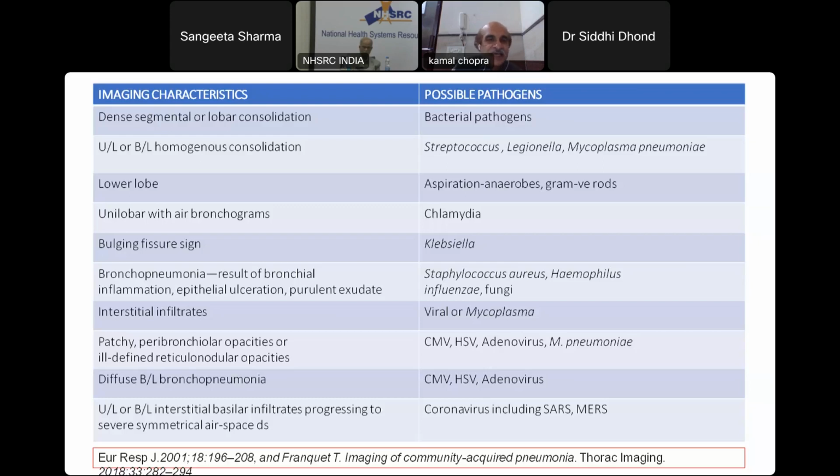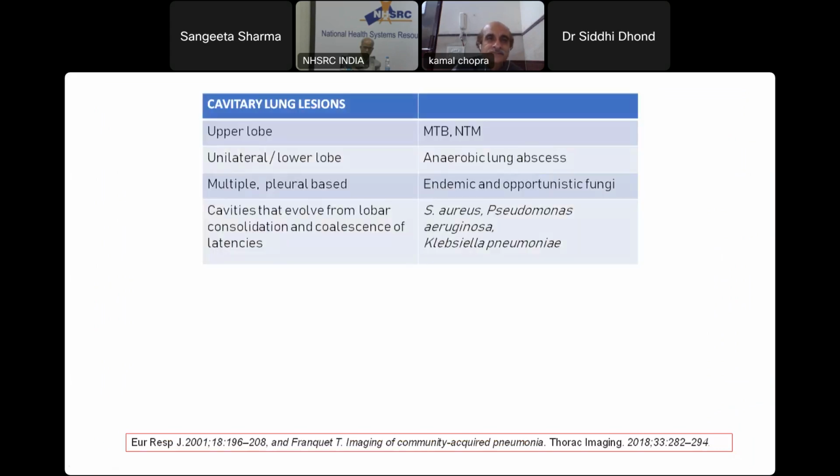Bulging fissure sign is very important, of Klebsiella. Bronchopneumonia, staphylococcal. Interstitial infiltrate, usually viral or mycoplasma. So like this, there are certain signs which point towards a particular etiology. Cavity lesions: whenever we see a cavity in the consolidation in pneumonia, if it is upper lobe, it is either mycobacterial tuberculosis or rarely non-tubercular mycobacterium.